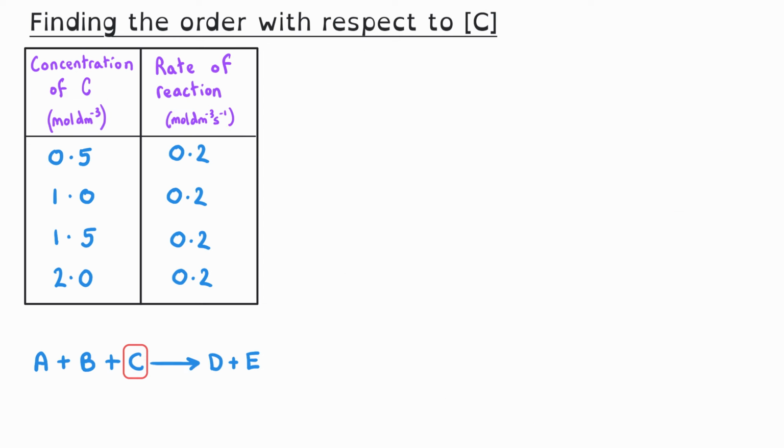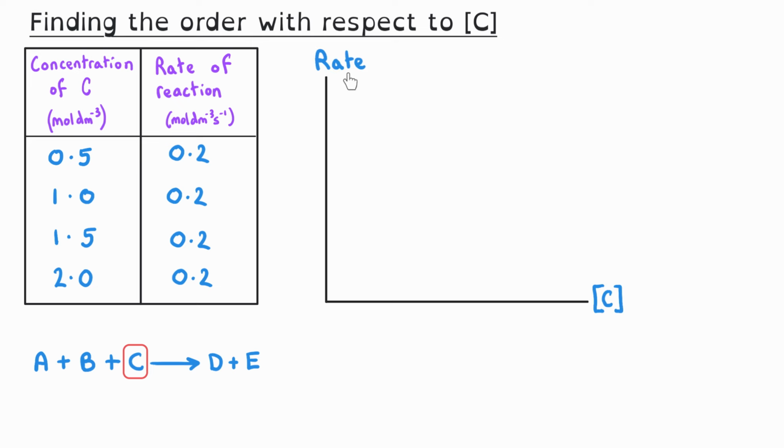If we wanted to determine the order with respect to the concentration of chemical C, we would need to do a series of experiments where we varied the concentration of chemical C and we measured the rate of reaction on each occasion, possibly by plotting a graph and drawing a tangent from time equals 0 and working out the gradient of that tangent. And a characteristic shape that we might find when we plotted a graph of rate of reaction against concentration of chemical C could look like this.